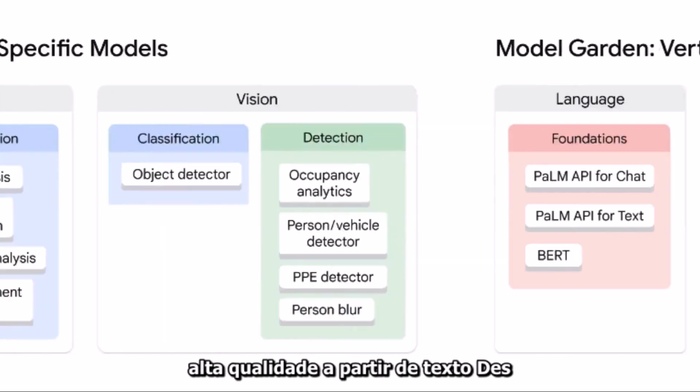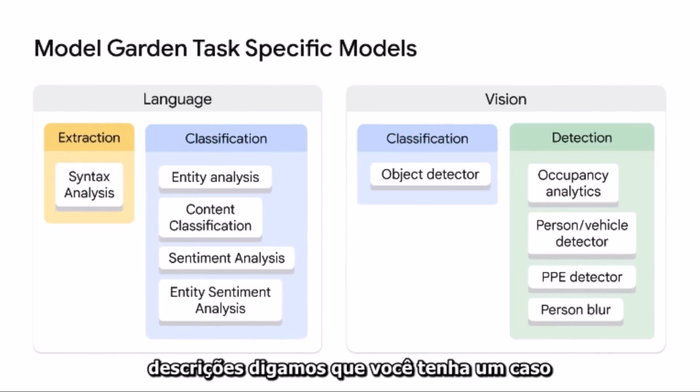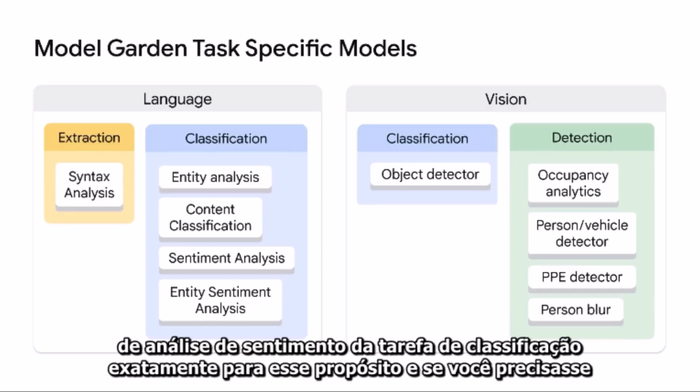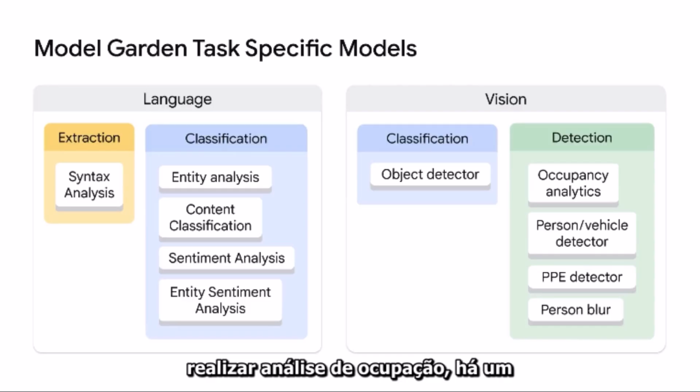Let's say you have a use case where you need to gather sentiments about how your customers are feeling about your product or service. You can use the classification task sentiment analysis task model for just that purpose. And what if you needed to perform occupancy analytics? There is a task model for your use case.